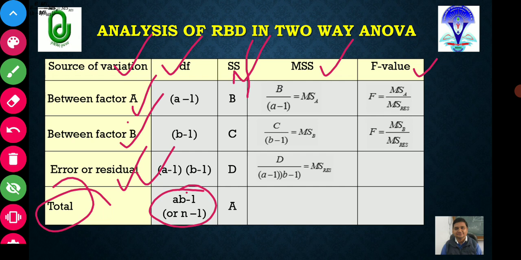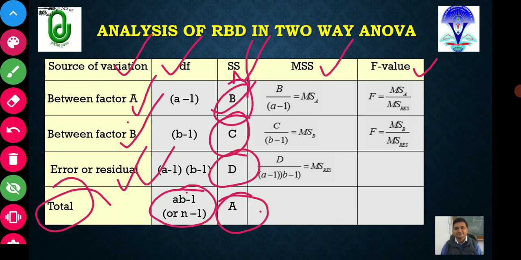Now the sum of squares you have already calculated. Actually the total sum of squares was A. The sum of squares due to factor A is B. The sum of squares due to factor B is C, and the sum of squares due to error we have already calculated and noted as D. Now you have to find the variance. How will you find the variance? B divided by the degree of freedom for factor A.